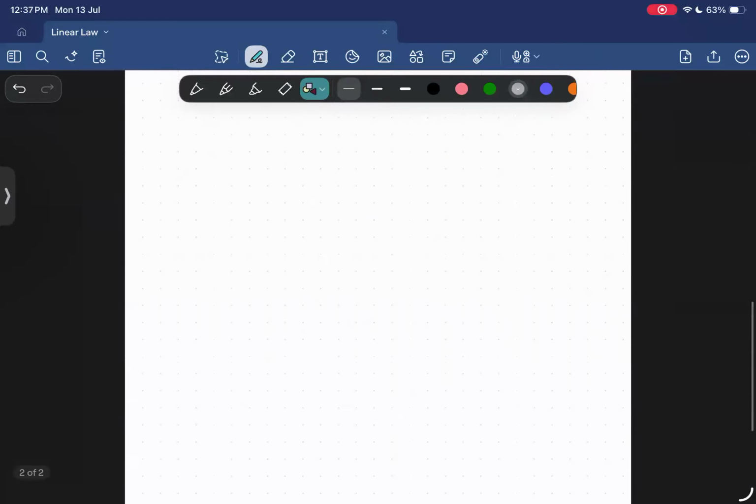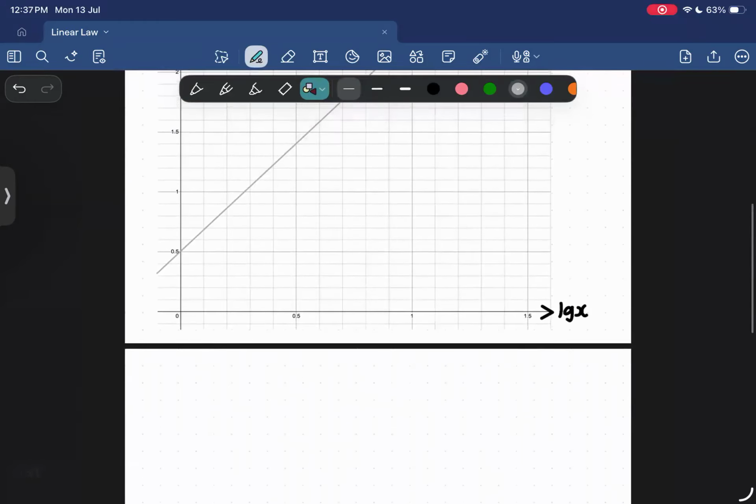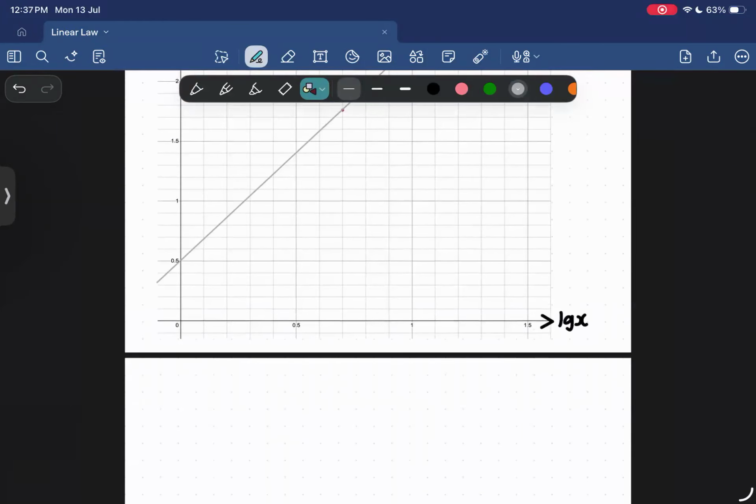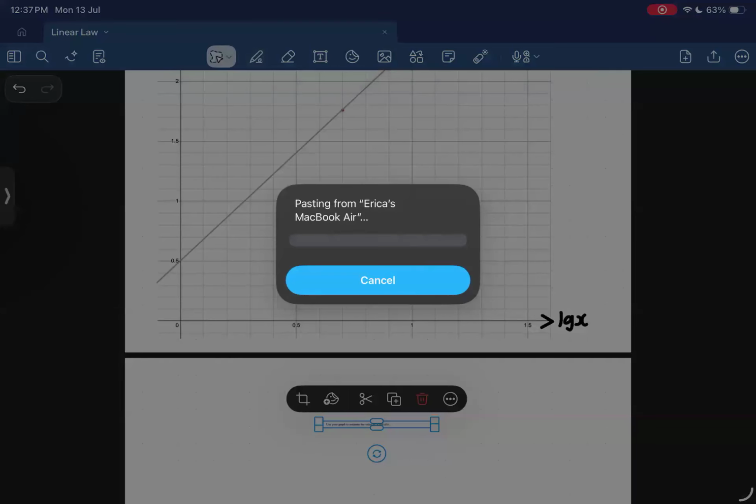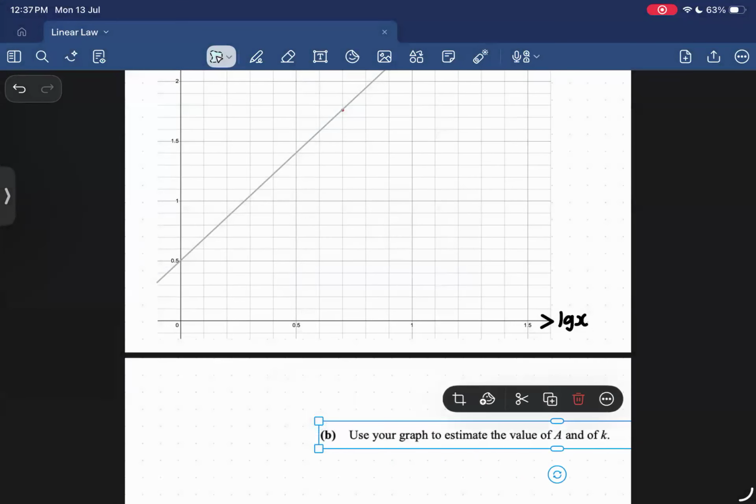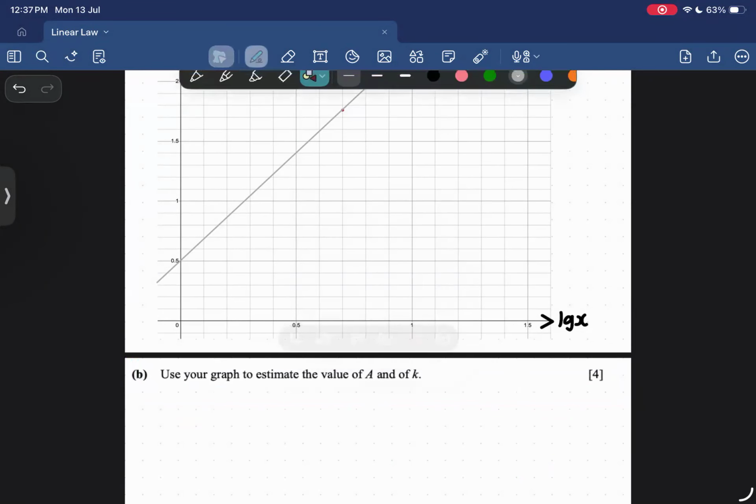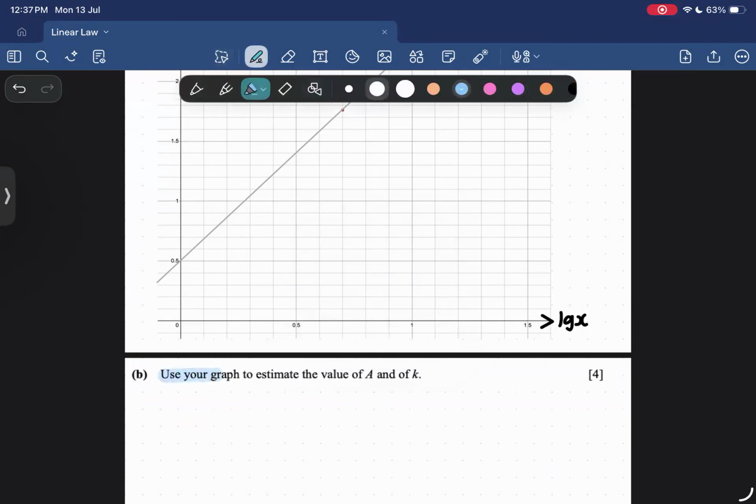Okay, so then after that, you see the next part that they're going to ask you. Wait, let me copy paste. Okay, so this part over here, read carefully, you see what they say. Use your graph. Some of you never extend the line. You just go and find the gradient, then you use the equation. Cannot. You must use the graph.